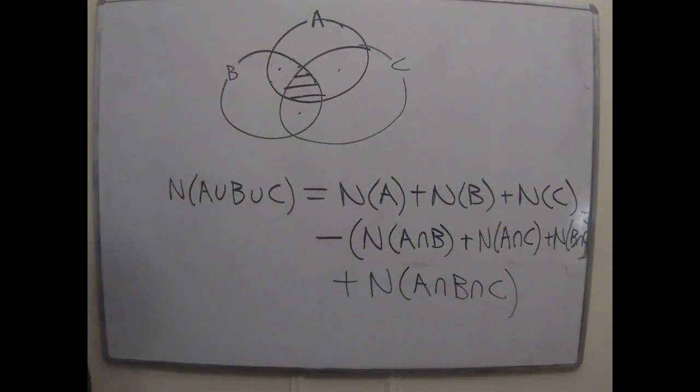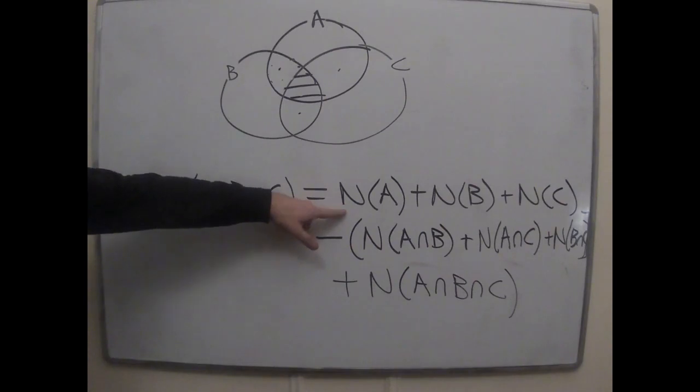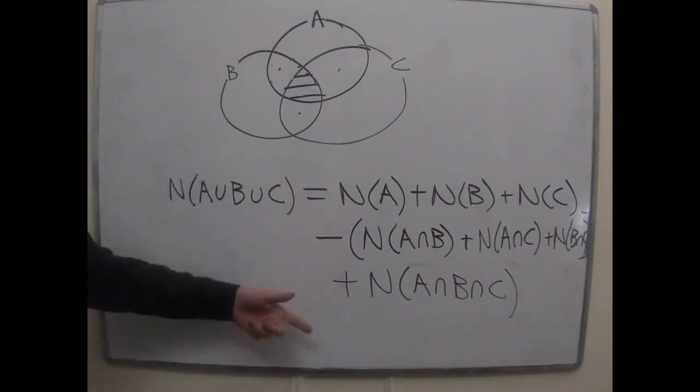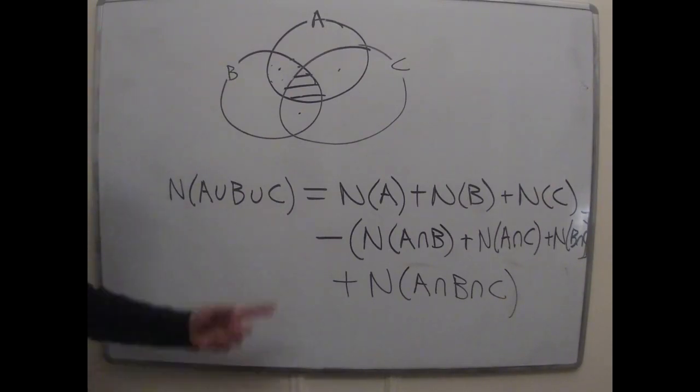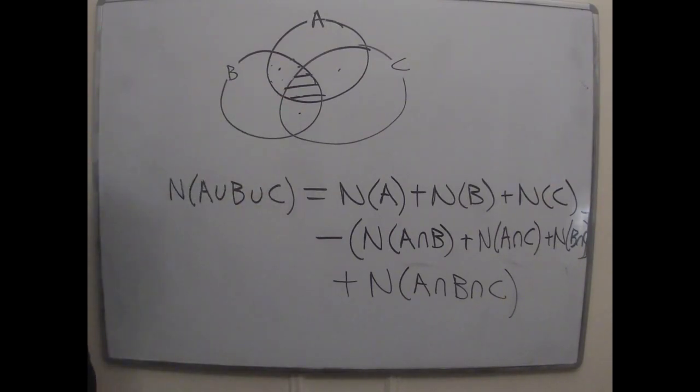So that's the inclusion-exclusion principle for 3 sets. We include things in the individual sets, then we exclude things in the intersections, then we have to re-include things in the intersection of the intersections, the 3-way intersection.